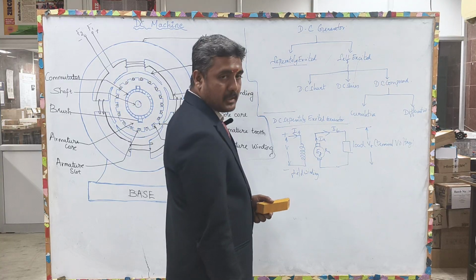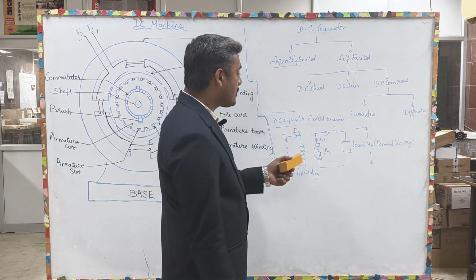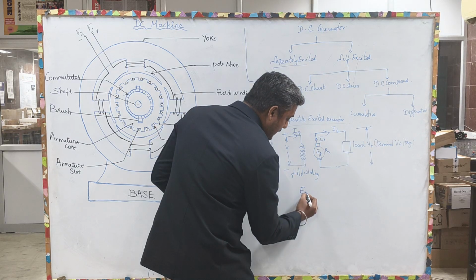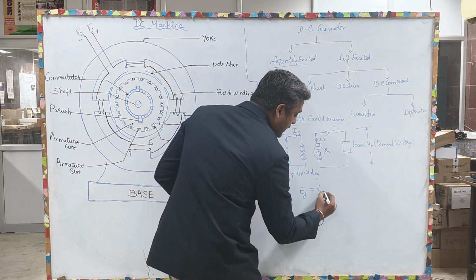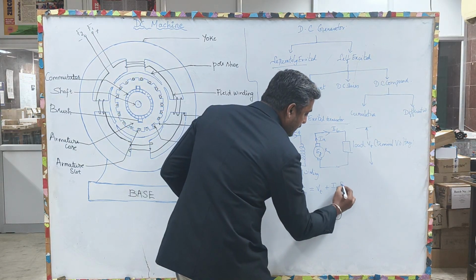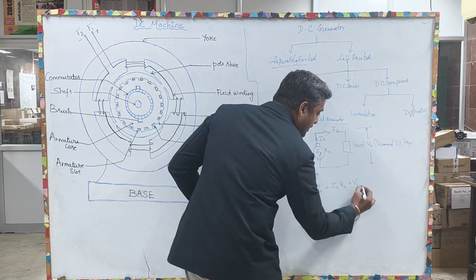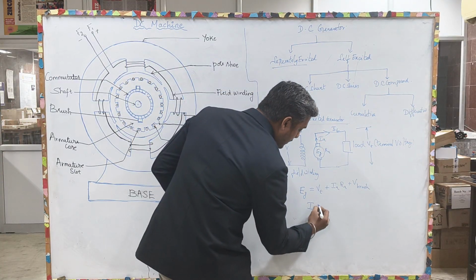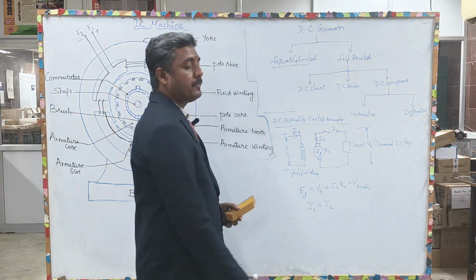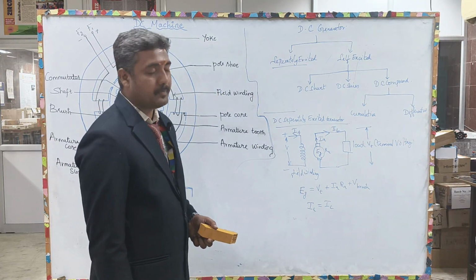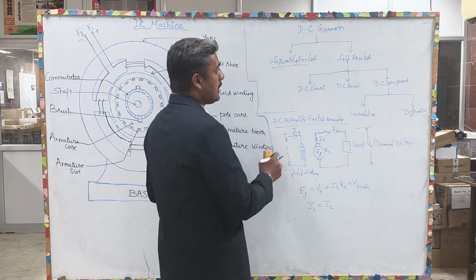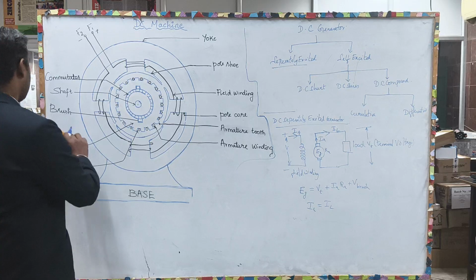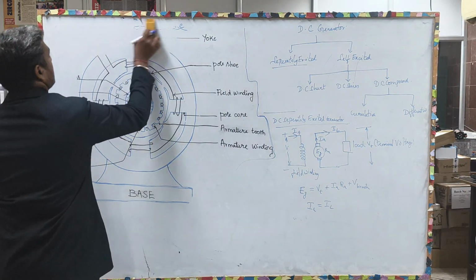If you are going to write the electrical equation of this system, then applying KVL, EG equals terminal voltage plus IA into RA plus the brush voltage, where IA equals IL. That was the separately excited machine, and the second one is self excited. I'll draw the self excited machine.